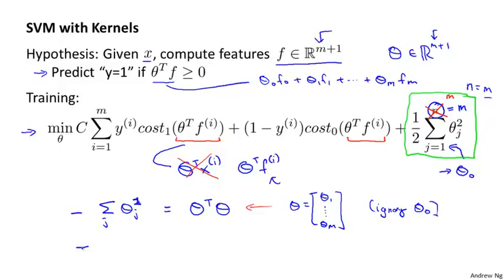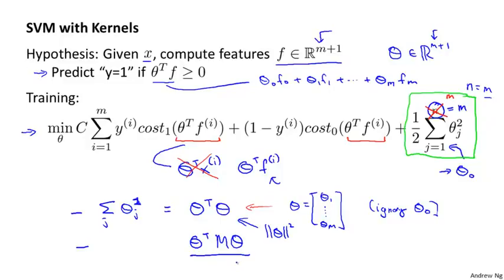And what most support vector machine implementations do is actually replace this theta transpose theta with theta transpose times some matrix inside that depends on the kernel you use, times theta. And so this gives us a slightly different distance metric. Instead of minimizing exactly the norm of theta squared, we instead minimize something slightly similar to it. That's like a rescaled version of the parameter vector theta that depends on the kernel. But this is a mathematical detail that allows the support vector machine software to run much more efficiently.